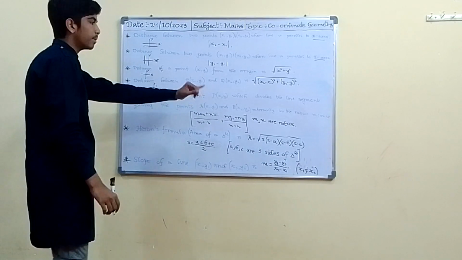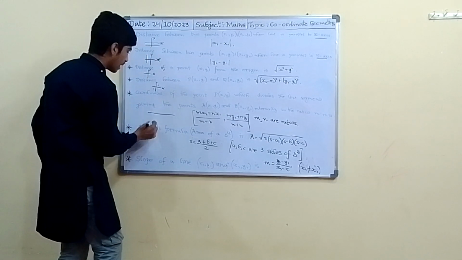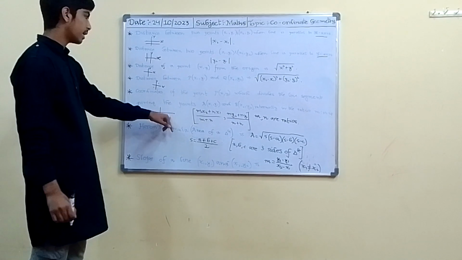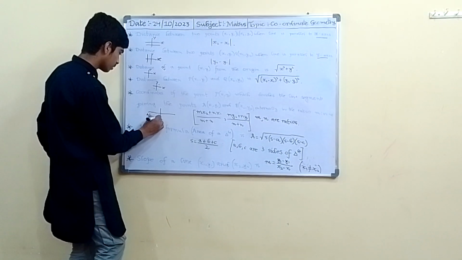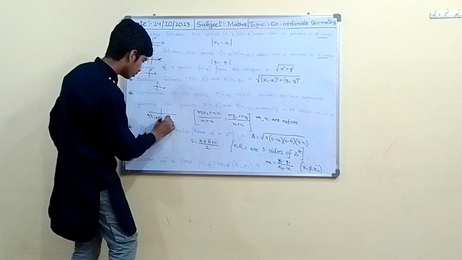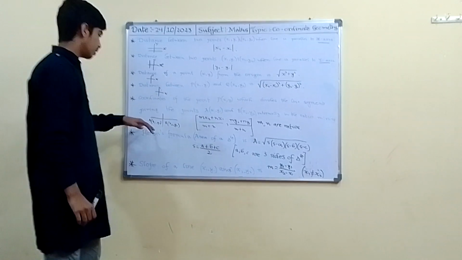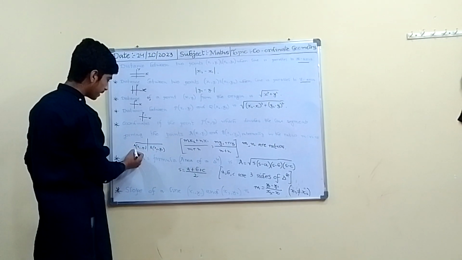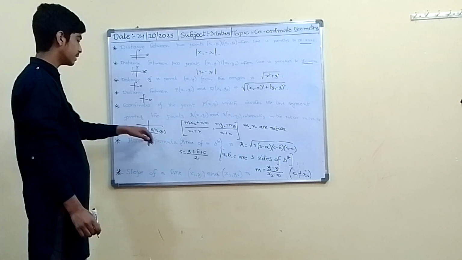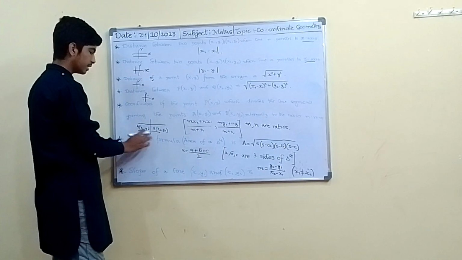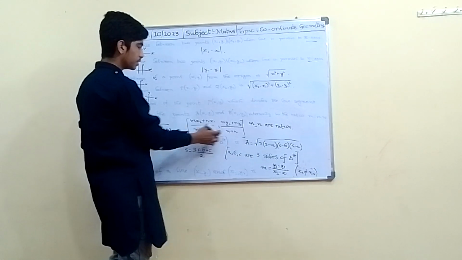It means the coordinates of the point which divides the line segment. Suppose this is a line segment, A x1, y1 and B x2, y2. We have to join these 2 points, and if we join them, we will get a line. So here we have to find the distance. If we have to find the distance of this line, we have to use this formula.